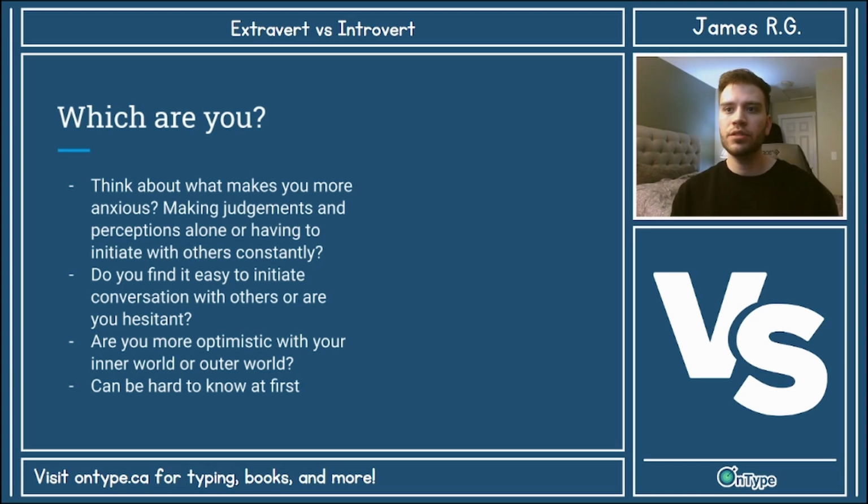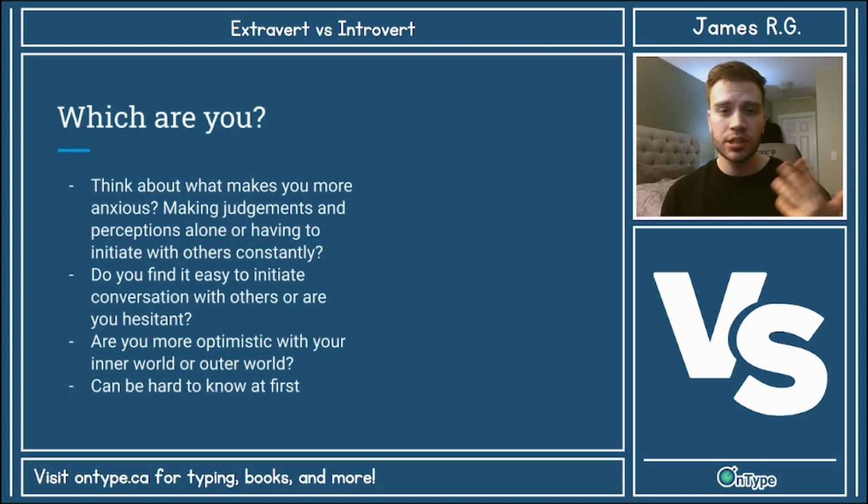So you can think about what makes you more anxious when it comes to that extroverted versus introverted thing. Does making judgments and perceptions alone make you anxious, not sure what you think or feel, and want some input from others? Or do you have a hard time initiating with others and keeping up conversation and getting input from others? Do you find that to be scary? Do you worry about whether others are going to agree with you or not? Is that something that you really worry about? Or do you find it easy to initiate? Do you find it easy to bring up topics? Do you find it easy to socialize and talk with other people? Or are you more hesitant?